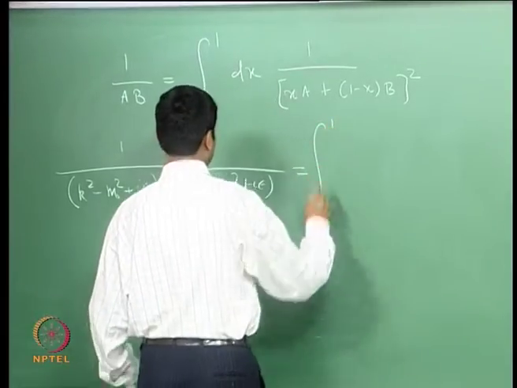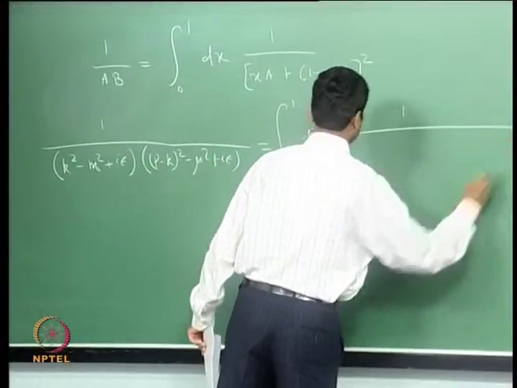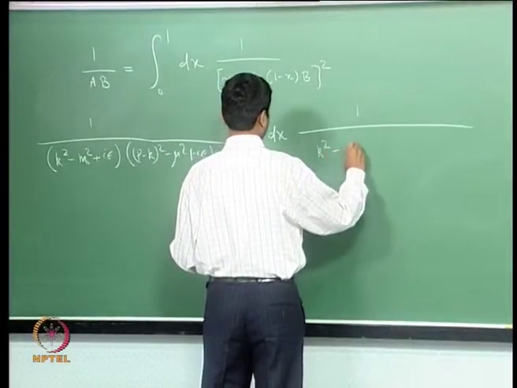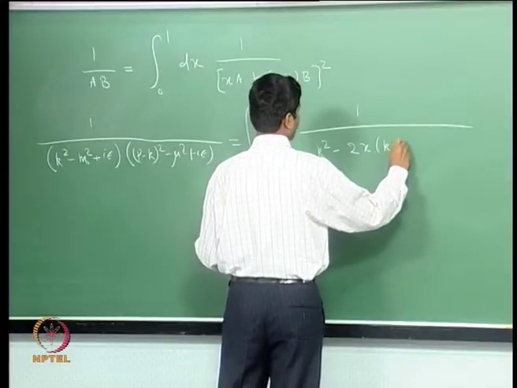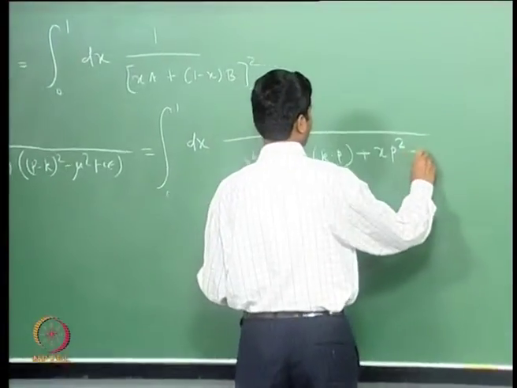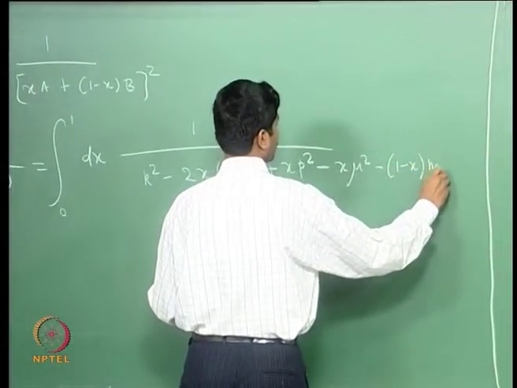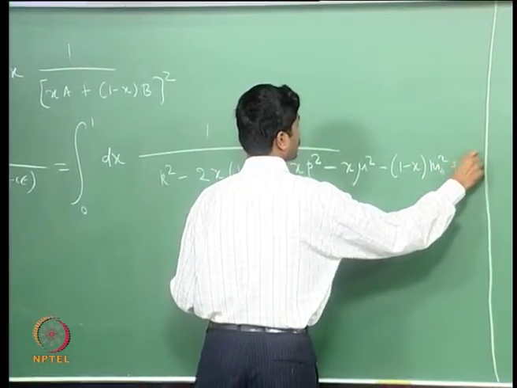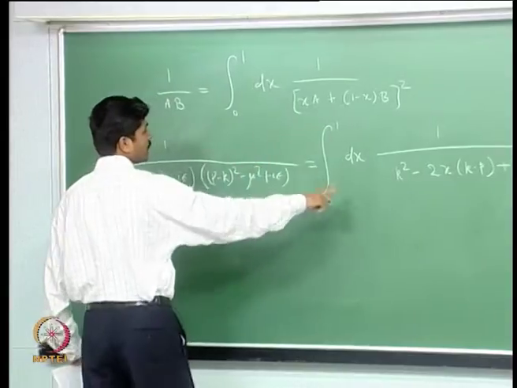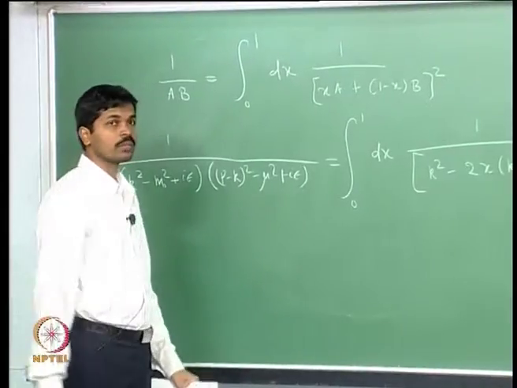So this is given by the integration from 0 to 1 dx of 1 divided by (k square minus 2 x k dot p plus x p square minus x mu square minus (1 minus x) m0 square plus i epsilon), this whole square, because there is a square here. If I substitute this for a and b, it is straightforward to see that this is what you will get in the denominator.